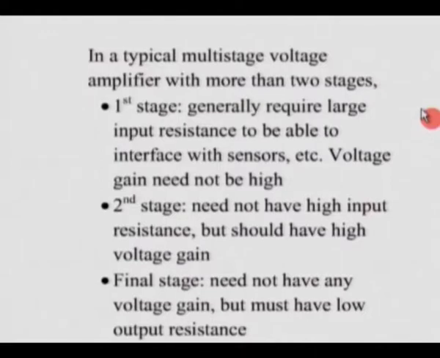So that is the very purpose of the first stage, whereas the second stage does not have high input resistance, but it has high gain. Its output resistance is also not that low, whereas the third stage in an op amp is very, very different from the first 2 stages. So we can say most of the time when you talk about a multi-stage voltage amplifier, it would have 2 or more stages, and almost always the first stage would require large input resistance.